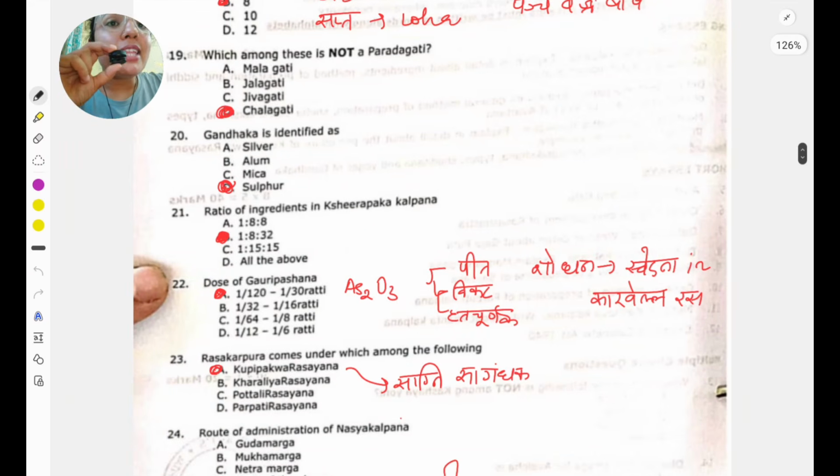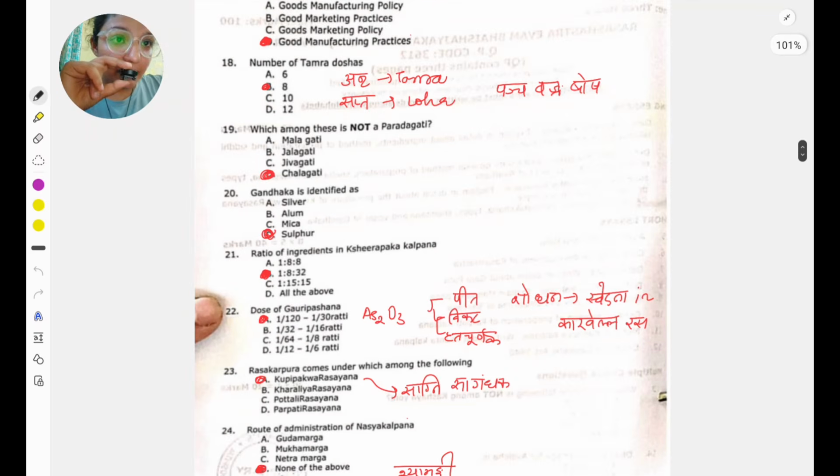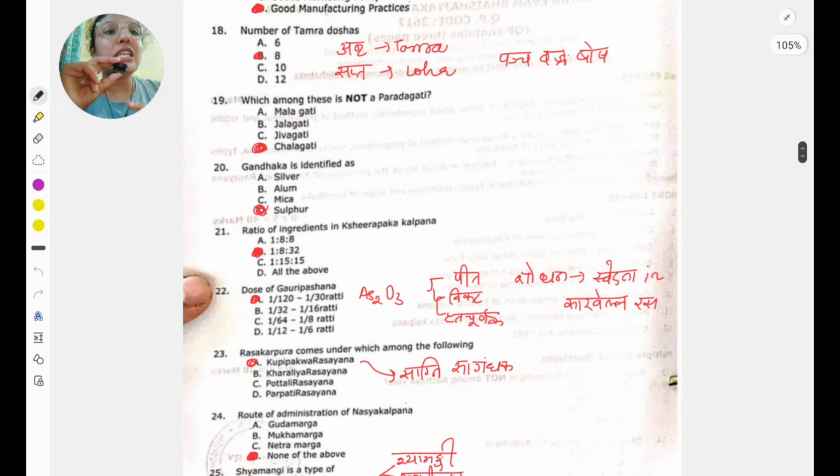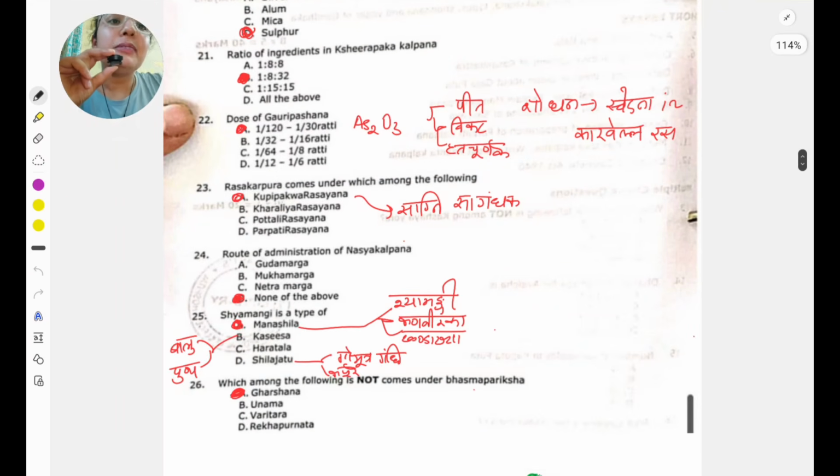Similarly, for Parada, you have to tell how many total doshas there are. Which among these is not a Parada Gati? Parada Gati I have also written in the coming PDF slides. You can see a total of 5 Parada Gati are there, and out of them Jala Gati is not there. Gandhaka is identified as sulfur.